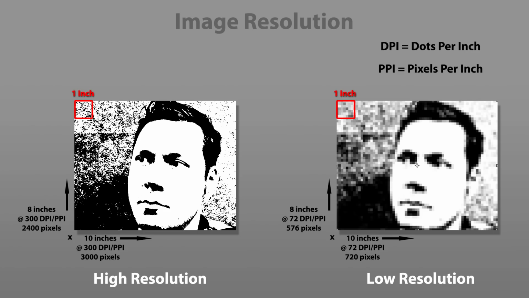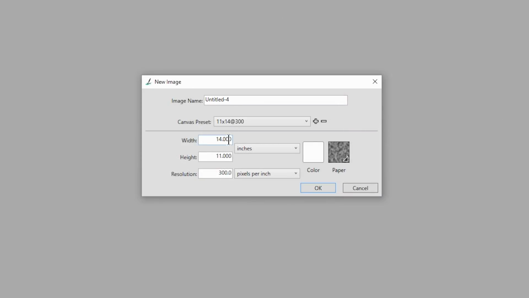A standard resolution for printing is 300. The standard for the web is 72 pixels per inch. So since I'm going to be printing this and this is going to be a piece of artwork, I want to use a higher resolution like 300. That way if I go in here and I start painting, doodling, scribbling, I have lots and lots of detail.